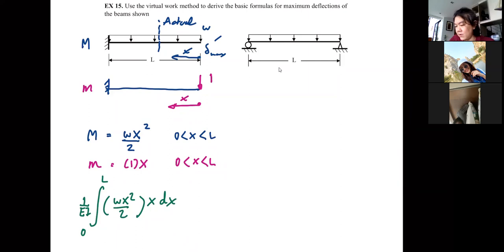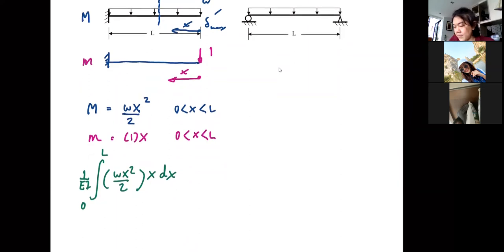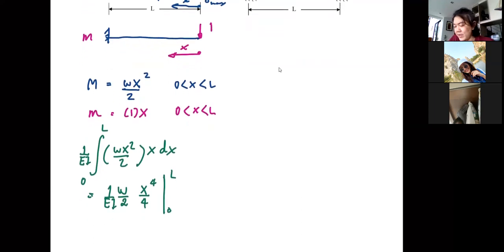So let's get over this, shall we? This will become 1 over EI. W is constant, and over 2, okay? And x squared times x becomes x to the power of 4 over 4. This is from 0 to L. So you see, it comes out pretty easily. W L to the power of 4 over 8 EI, exactly what we got from last time, right?